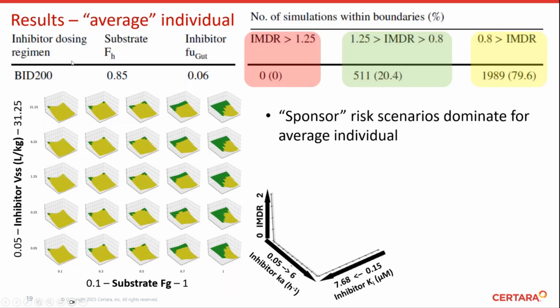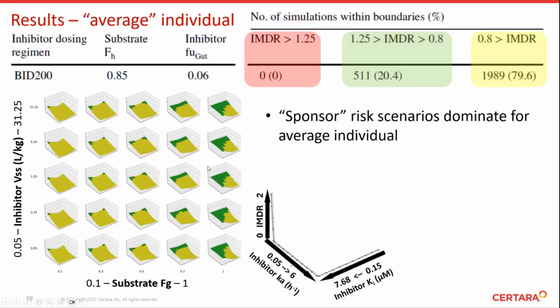Looking at one scenario where the inhibitor dosing regimen was PID 200 milligrams, lower clearance substrate and less first pass metabolism in the liver for the substrate, and again limited inhibition in the gut wall due to binding. And when we look at just the average individual comparisons, the sponsor risk scenarios dominate here, and some of the predictions end up in the similar range.